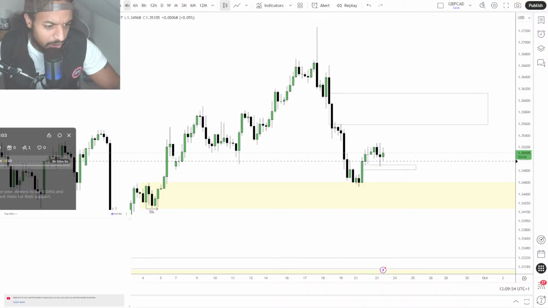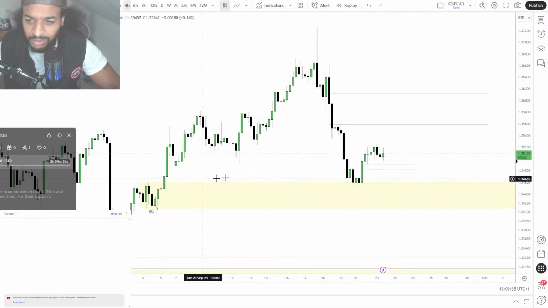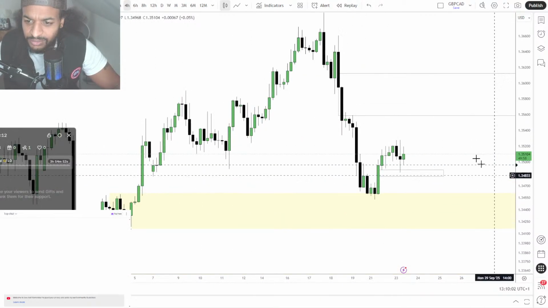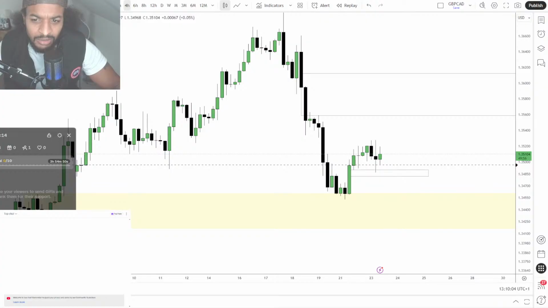Someone said, "Can you make candles green and red, please?" No, I'm not changing my chart. Why would I do that? I'm not going to change my chart. I don't like red candles. That's hence why I changed them. The black candles are red candles, but I'm not going to change it back. No.